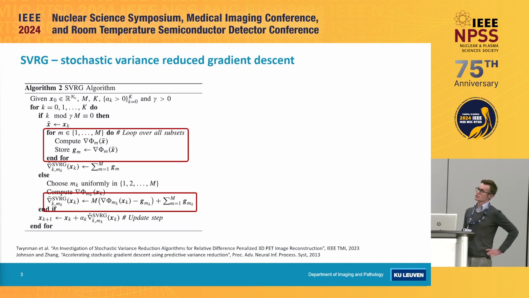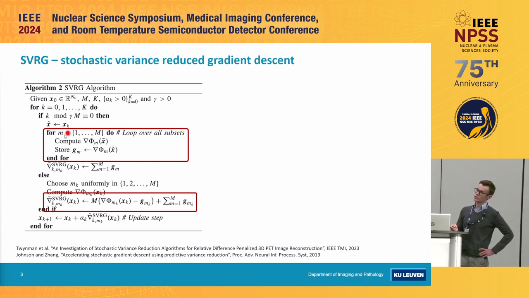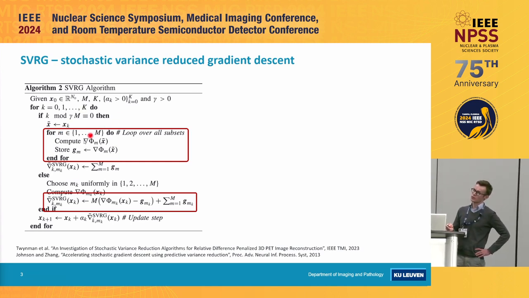Those G images, right? Those are basically the gradients with respect to all the subset functions, okay? So what you do is every once in a while in SVRG, you calculate all those G images, which is basically the computational effort of one complete forward projection and one complete back projection. But you do that only once in a while, so we do that every 2 epochs. And for all the other updates, you just have to calculate a subset gradient, which is much faster.